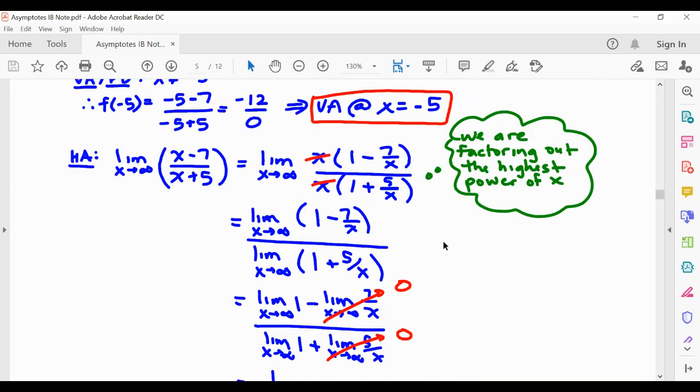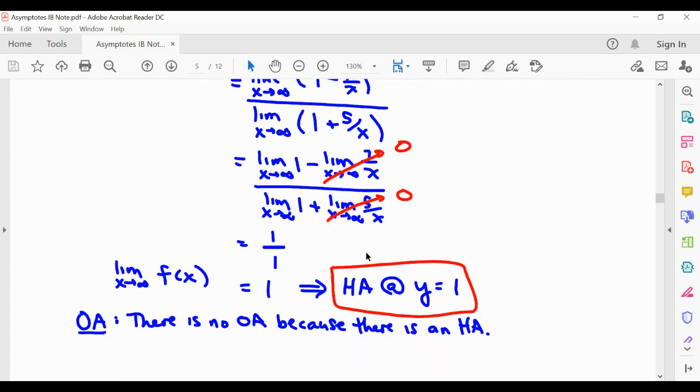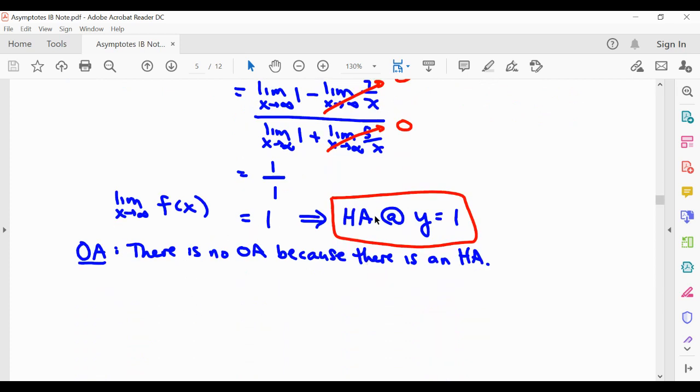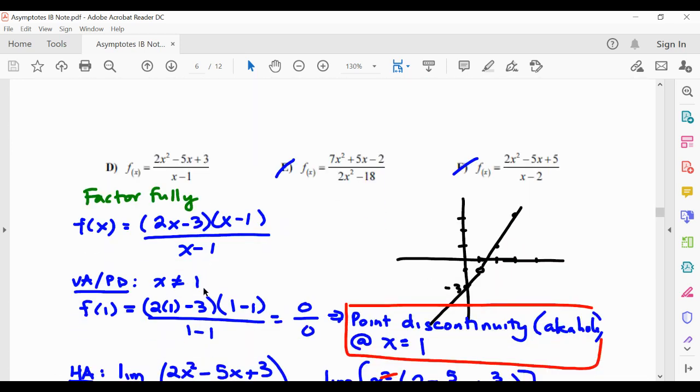This makes sense with our guidelines for horizontal asymptotes because these both have the same degree. So the horizontal asymptote would happen when we divide the coefficient of the numerator by the coefficient of the denominator. And because we have a horizontal asymptote, we therefore have no oblique asymptote. I'd like you to state that just so that I know you've been thinking about it.